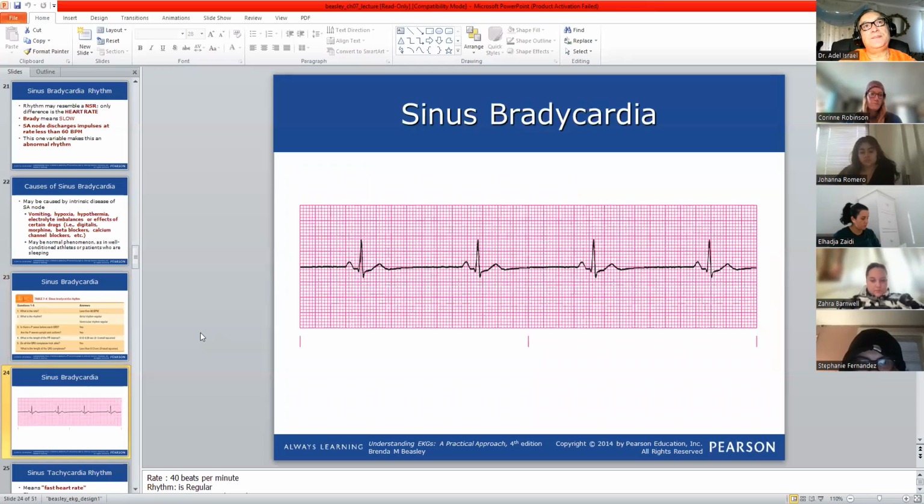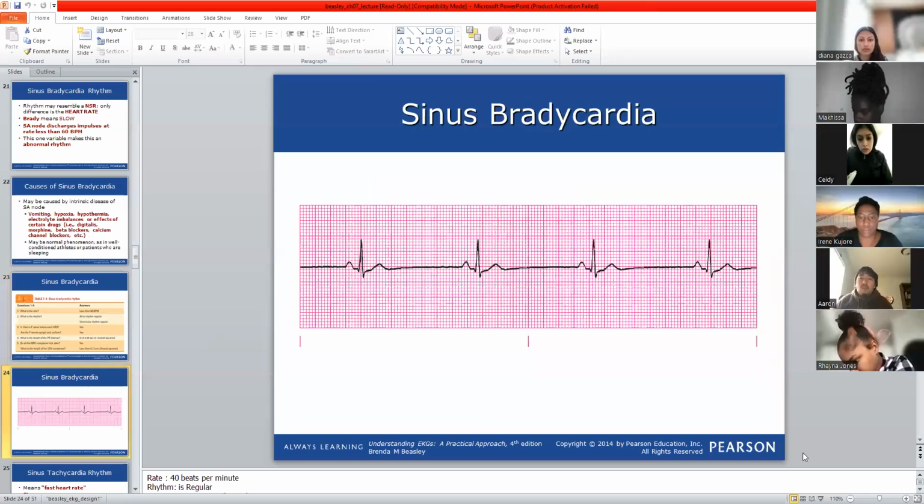What is this? As I told you, don't look at the header. I need one of you to go through this one. The heart rate is 40 beats per minute. Very good.